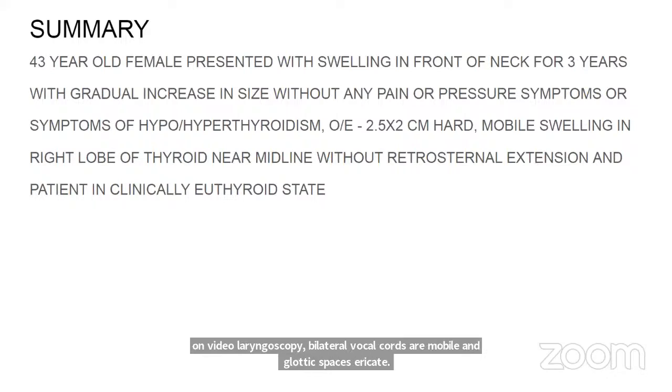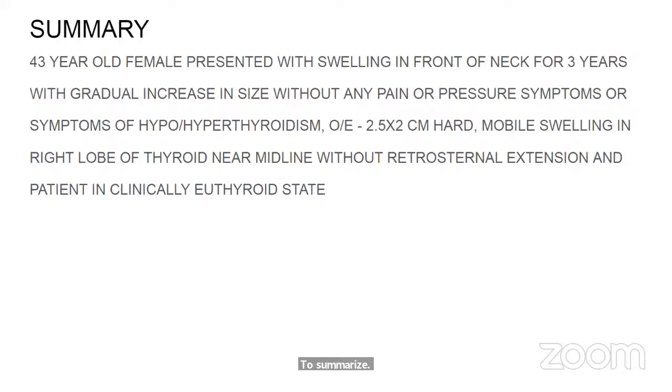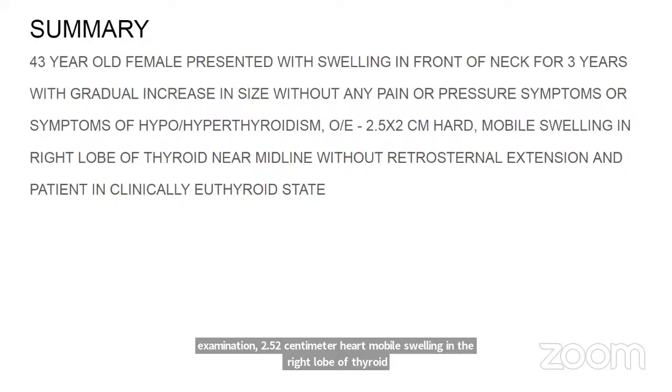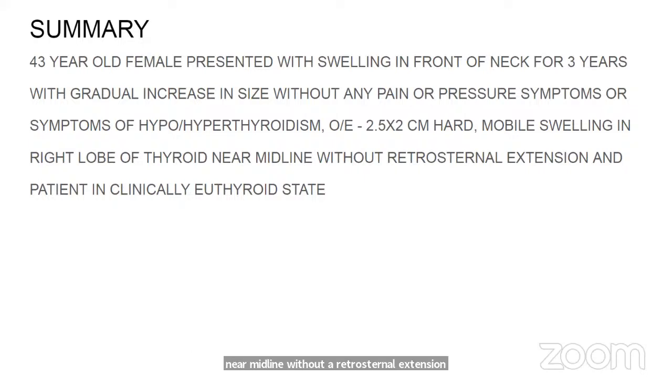To summarize, she's a 43-year-old female presented with swelling in front of neck for 3 years, with a gradual increase in size without any pain or pressure symptoms or symptoms of hyper or hypothyroidism. On examination, 2.5 into 2 centimeter hard mobile swelling in the right lobe of thyroid near midline without retrosternal extension, and patient is clinically in euthyroid state.